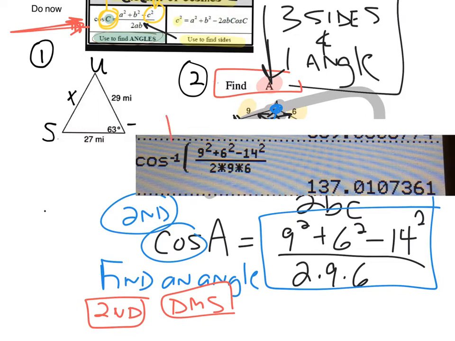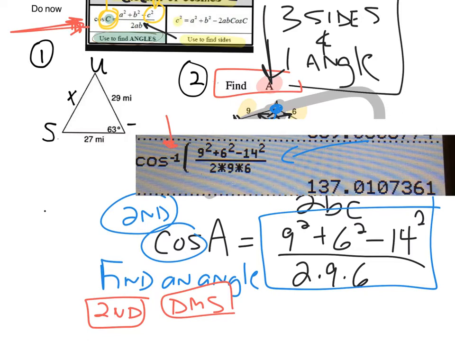So here you press second and cosine. Remember, anytime you're finding an angle, you should see that -1 power, the inverse cosine. You type in exactly what you see. Fraction 9 squared plus 6 squared minus 14 squared all over 2 times 9 times 6.